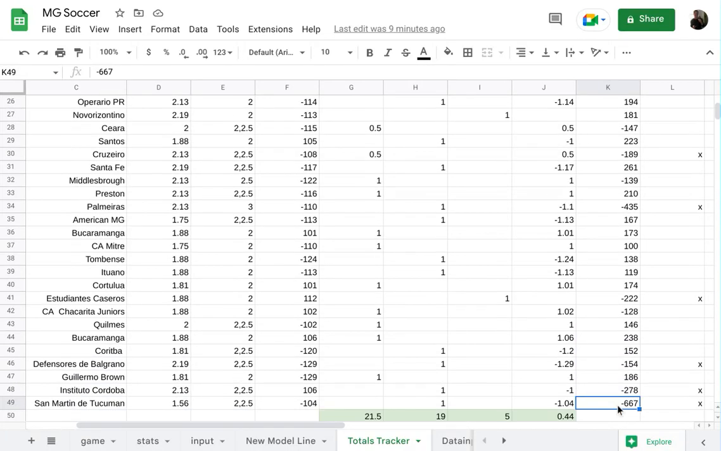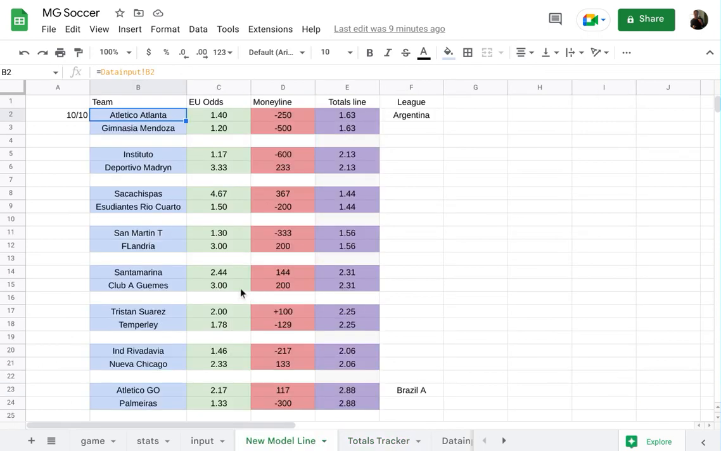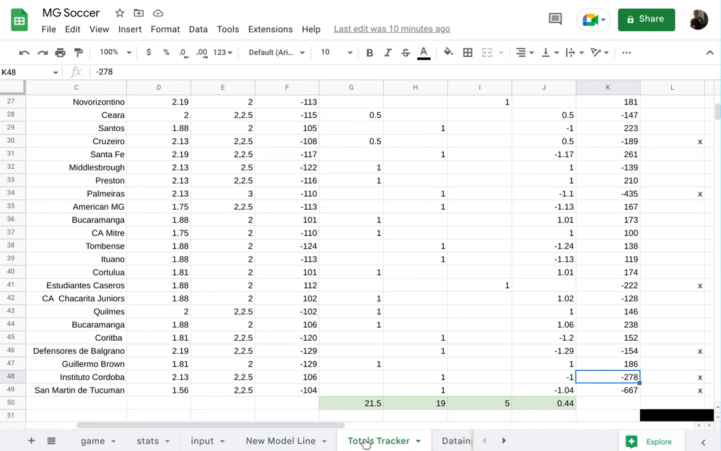So what I noticed was, look at the line for this team here. They were minus 667. Huge, huge, huge favorites. And the other team was minus 278. And I'll show you my line for that match. Very similar, right? So my line was minus 600. And then, is it minus 333? San Martin. And okay. Yeah.